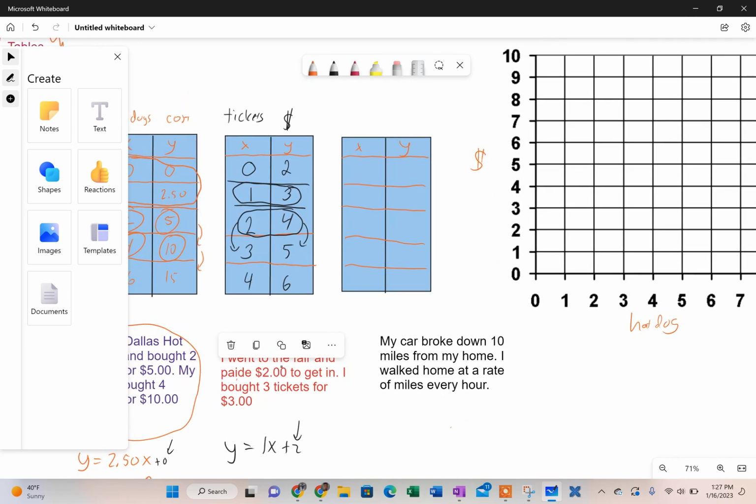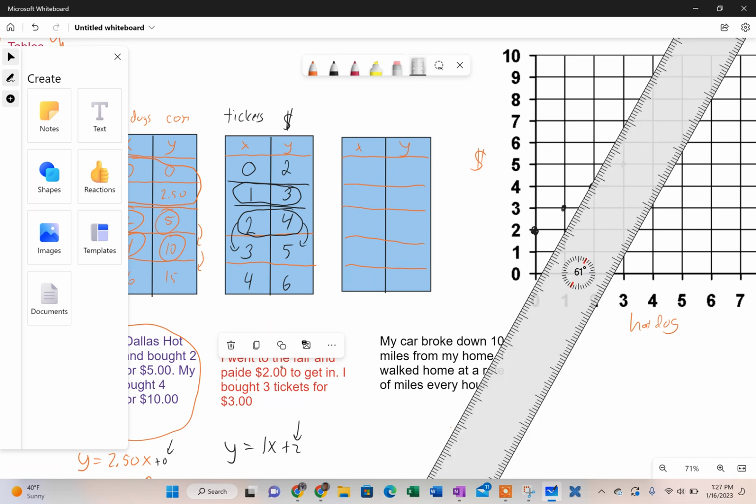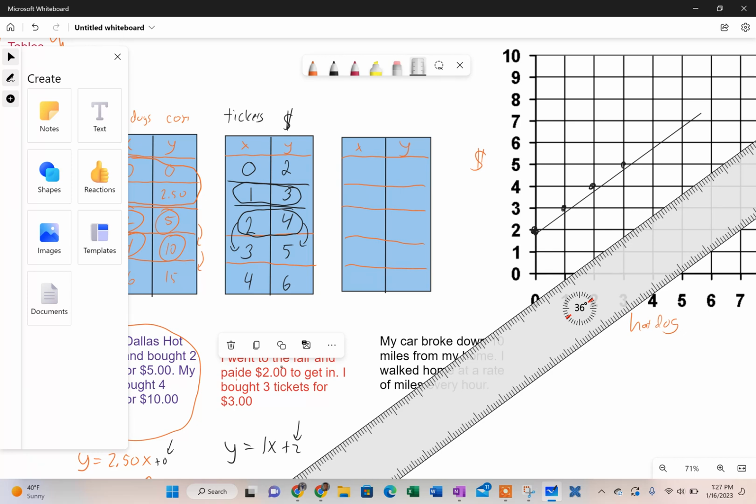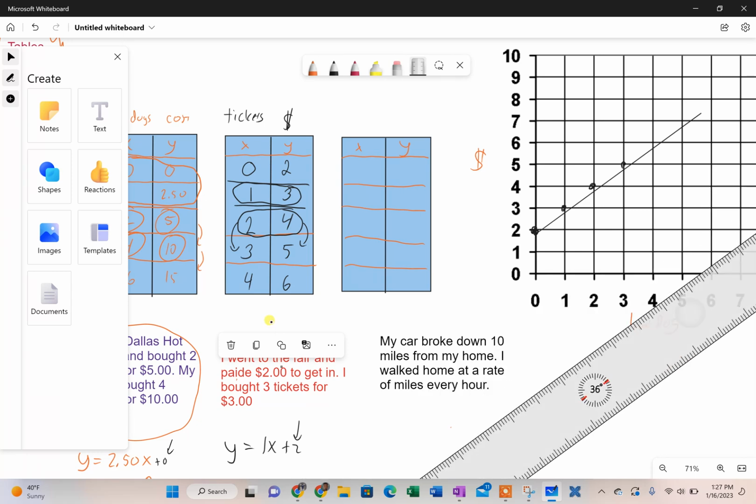What this would look like over here on a graph, you would start at 2. I bought 0 tickets. It cost me $2. When I bought 1 ticket, it cost me $3 because it was $1 plus $2 to get in. And it would still be a straight line, but you can see what's happening. Well, I'm also not drawing it properly. But my point is, it's not starting here, and that's where it needs to start. So this is not proportional.